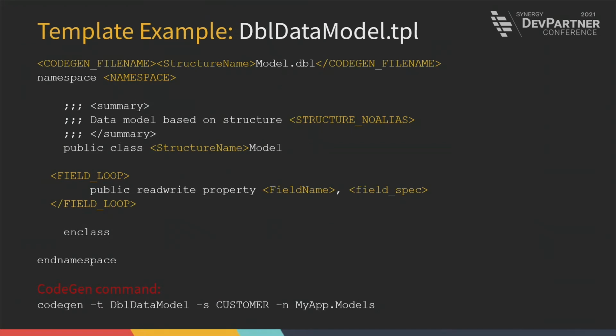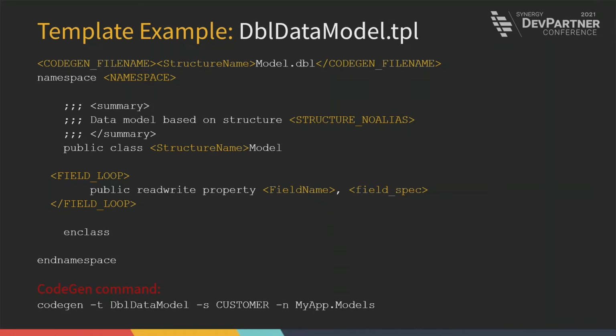Here's another template example. This one's a little bit more realistic of what you might actually do with CodeGen. As you can see, the name of this template is DBL data model. So you might be able to guess from that this is producing a DBL language data model class. A data model typically in the OO world tends to mean a class that represents a data structure and has a property for each of the fields within the structure. And that's exactly what this will produce.